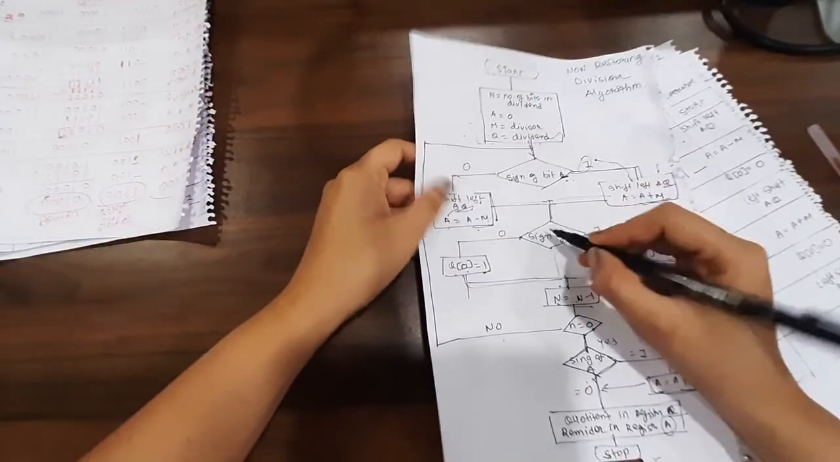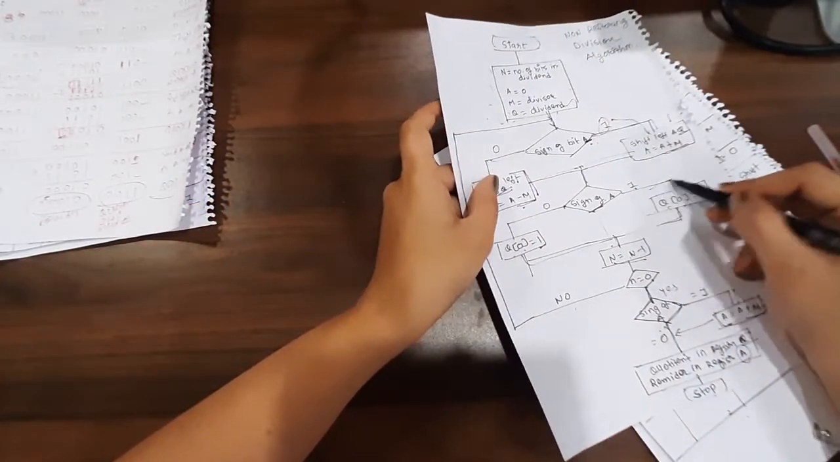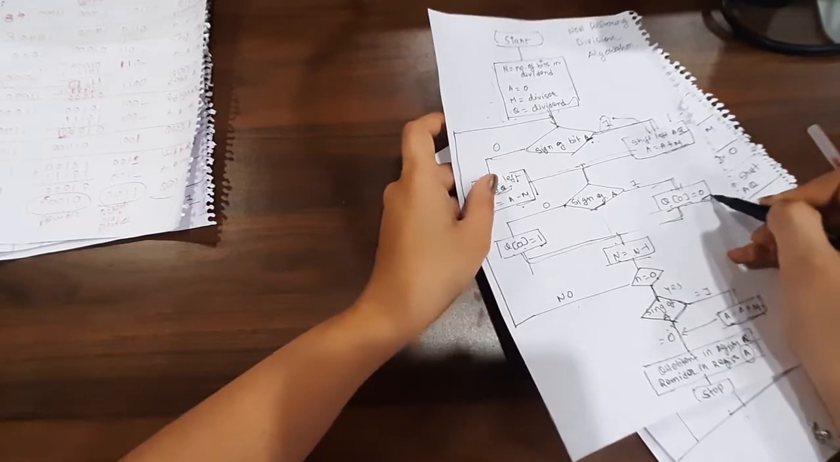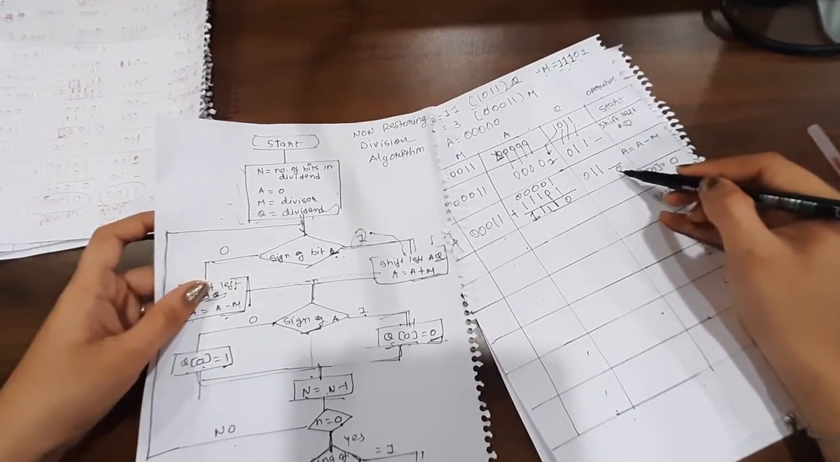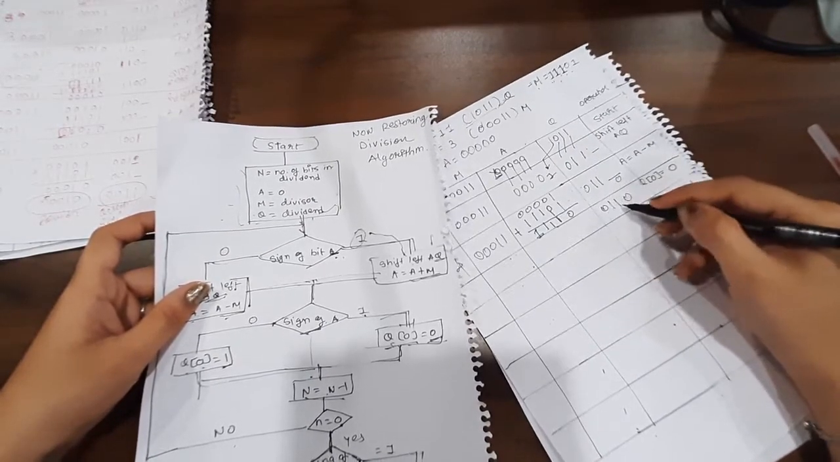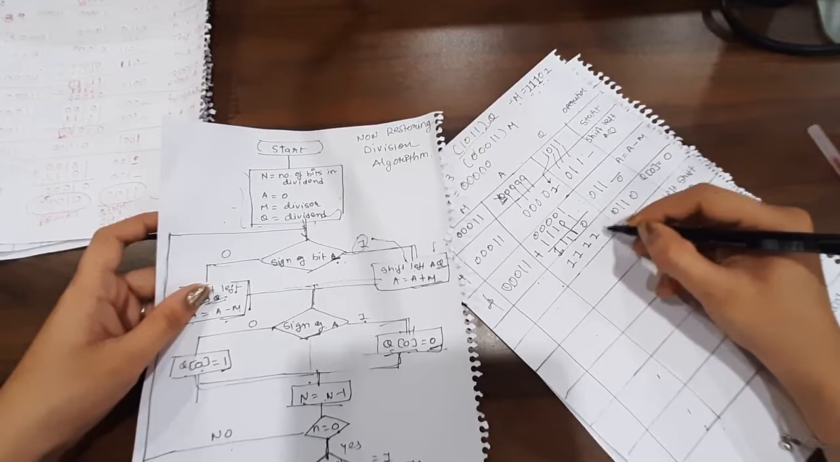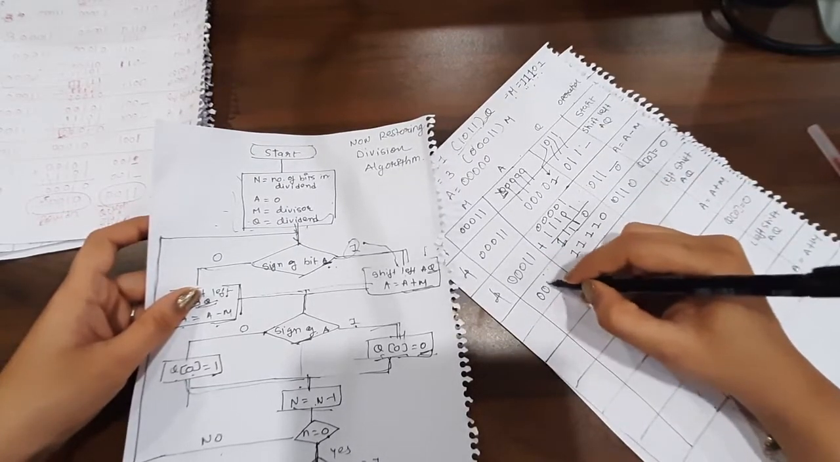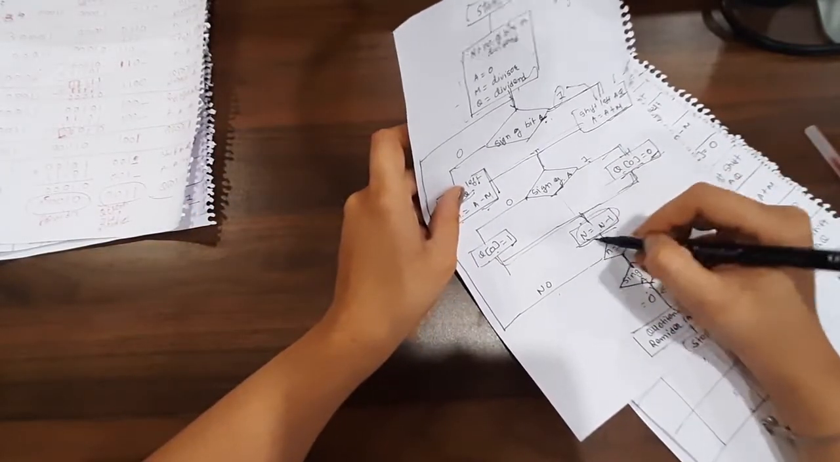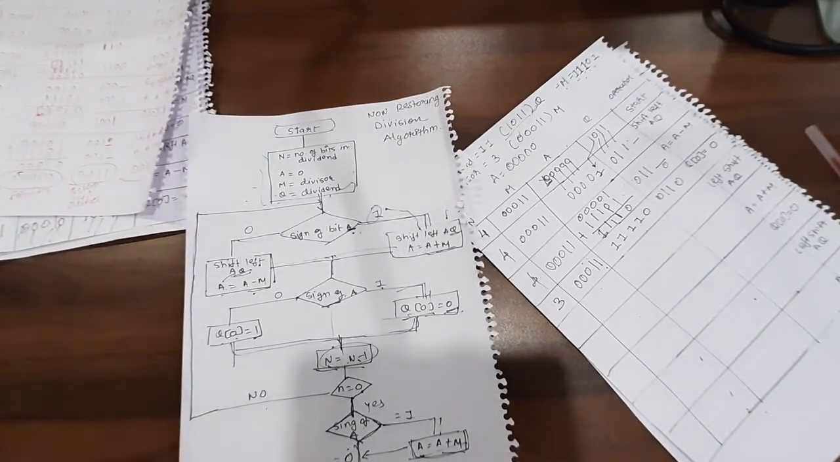Now again we have to check the sign bit of A. Here the sign bit of A is 1, and if the sign bit of A is 1, we take Q0 as 0. So Q0 is here, and we set it to 0. So Q becomes 0110, the value of A is 11110, and the value of M is 00011. After this we decrement the value of n, so the value of n is 3 here. This is the first cycle.